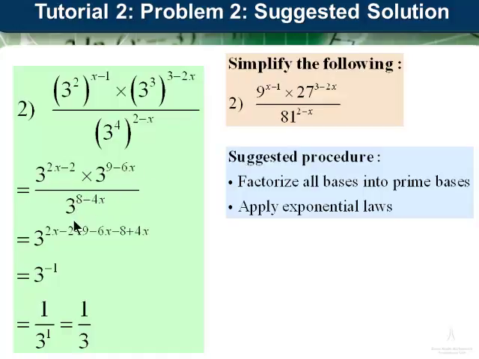And then we multiply all 3. So in other words, we simply add the indices. So you get 3 to the power 2x minus 2, add to that 9, add to that minus 6, as well as minus 8 and plus 4x. Then all we do is add the like terms. Note we have 2x plus 4x, that's 6x, which will cancel out with a minus 6x. You get 9 minus 8, that's 1, and minus 2, so it's minus 1. Make the exponent positive, so it becomes 1 over 3 to the power 1, or a third.